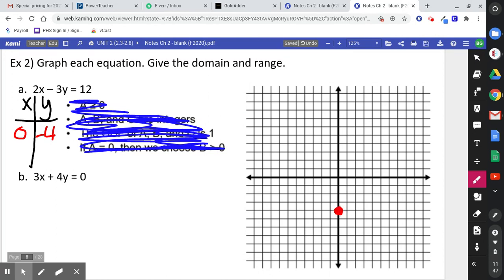And here's where most people overthink it, okay? Most people will plug in like 1 or 2 or something like that, but that's not as easy as what I'm about to do. What I'm going to do is plug in 0 for y. I love plugging in 0 because it's so easy. You plug in 0 for y, and all this stuff goes away. I get another easy equation. 2x equals 12. X has to equal 6, right?